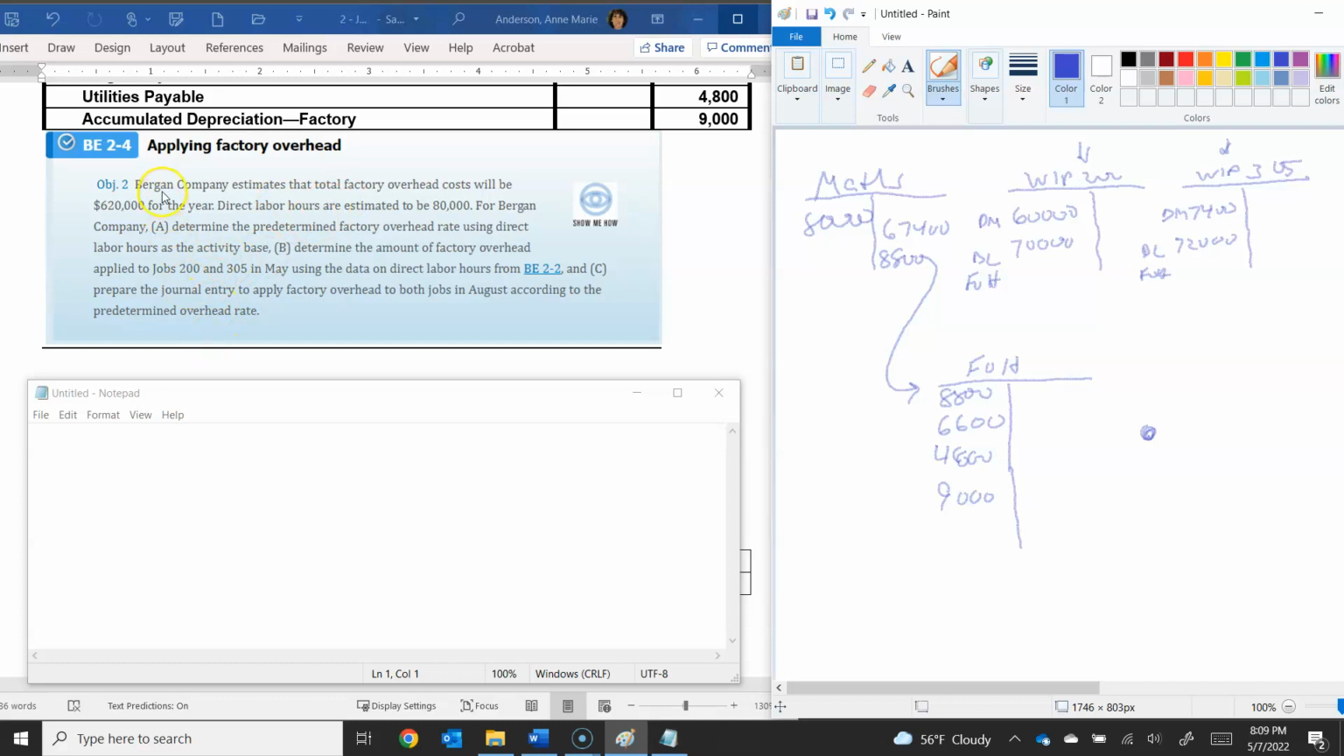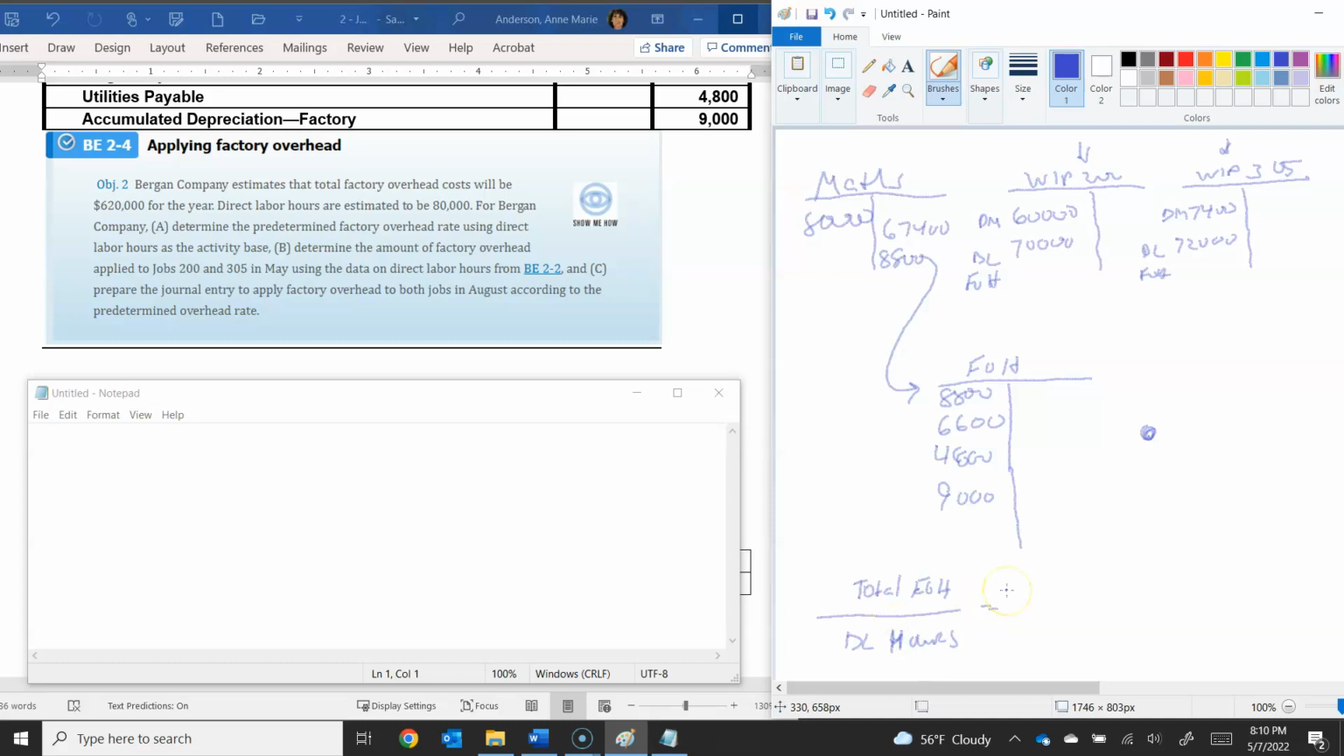So the first thing you have to do is come up with a rate. To calculate the rate in this problem, it's going to be total factory overhead expected for the year, divided by direct labor hours for the year. That looks terrible, but that's hours.